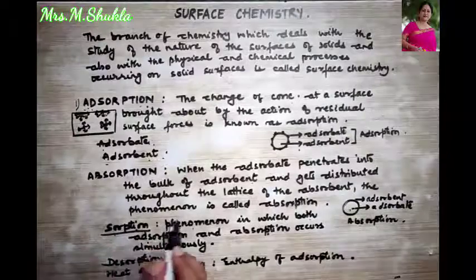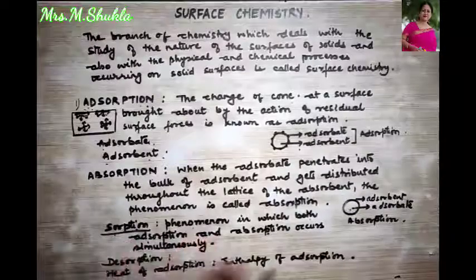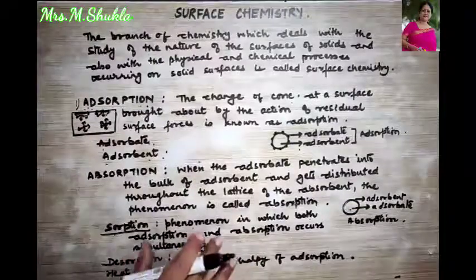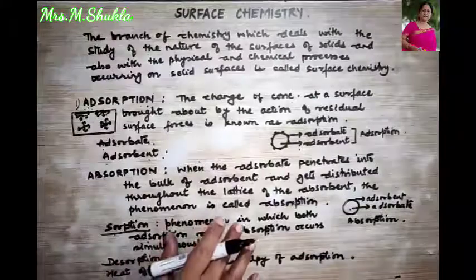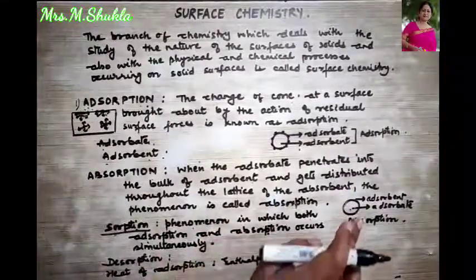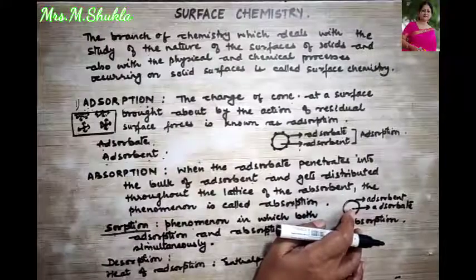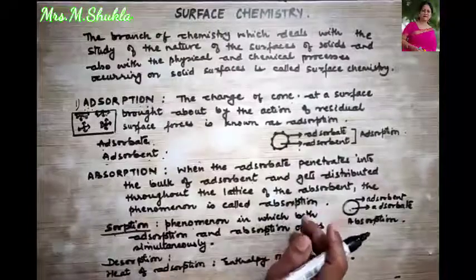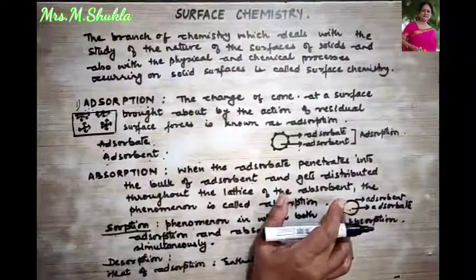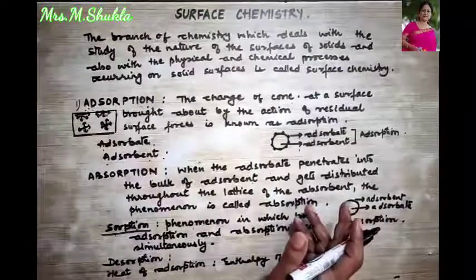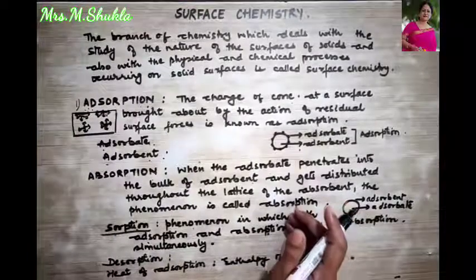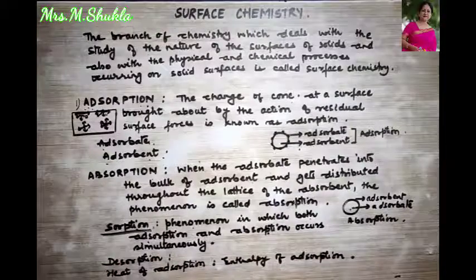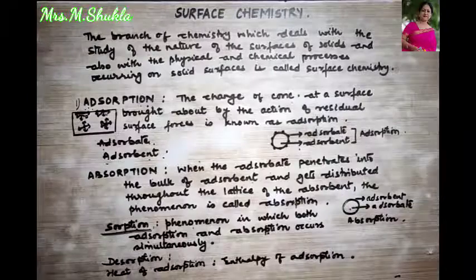So sometimes what happens, the adsorption is followed by absorption also. So the adsorbate molecules not only accumulate on the surface of the adsorbent, but they also penetrate into the interior of the adsorbent. So in this case, it is difficult to find how much of the substance has been absorbed and how much is adsorbed over here. Therefore, in order to describe such kind of phenomena, it is termed as what? Sorption. Right.